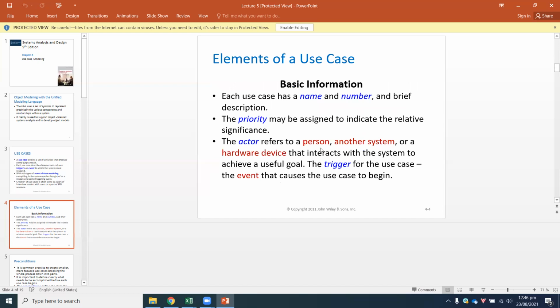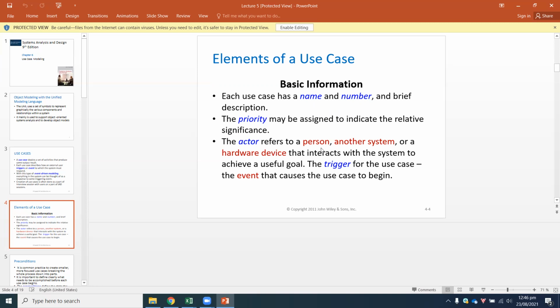Next up, we will look at some of the elements of use cases. What things are there in a use case? So basic information: each use case has a name, a number, and a brief description. A priority may be assigned to indicate the relative significance. The actor refers to a person, another system, or a hardware device that interacts with the system to achieve a useful goal. The trigger for the use case is the event that causes the use case to begin.